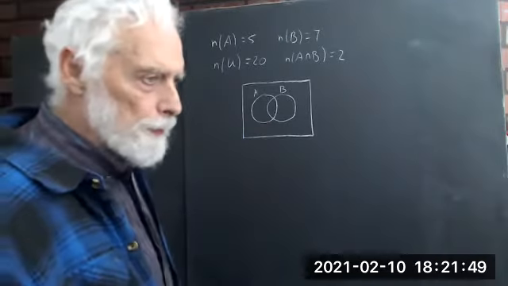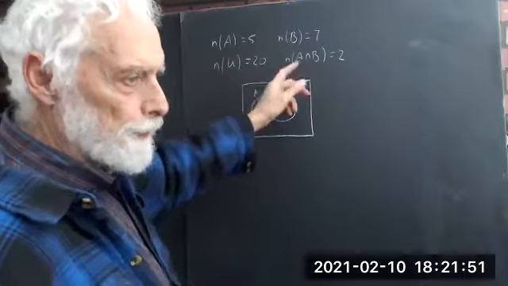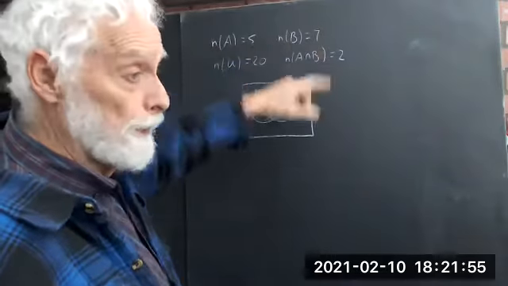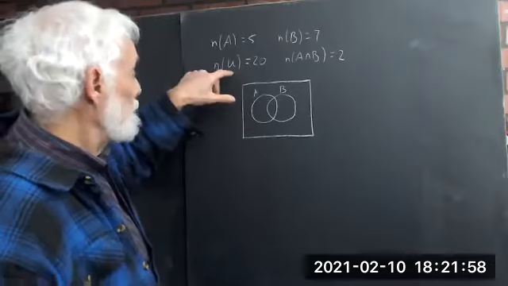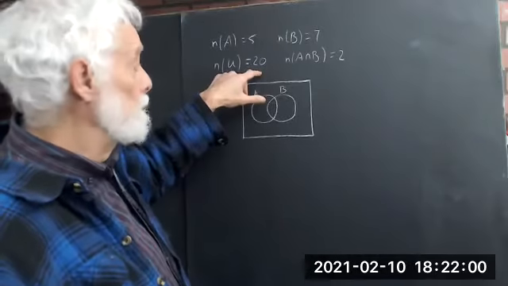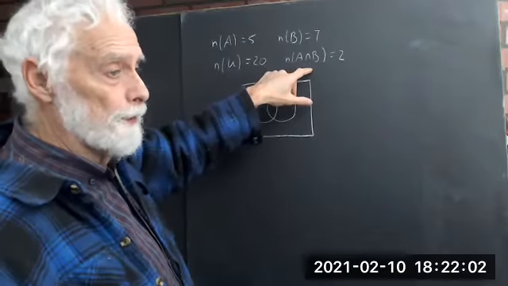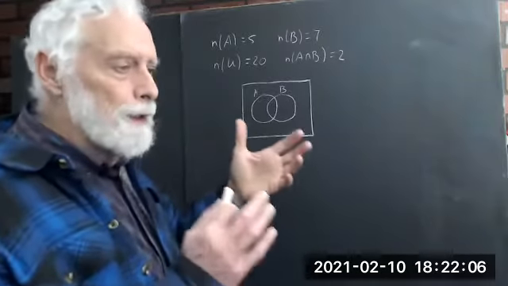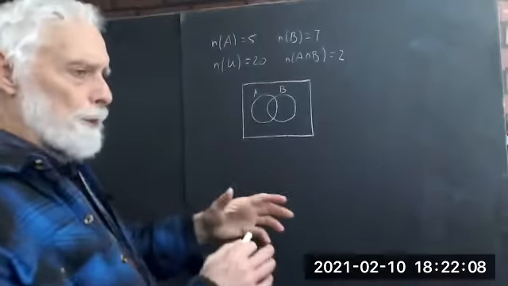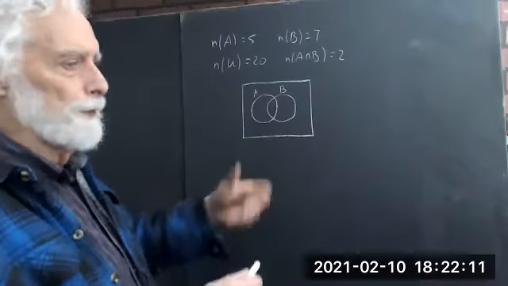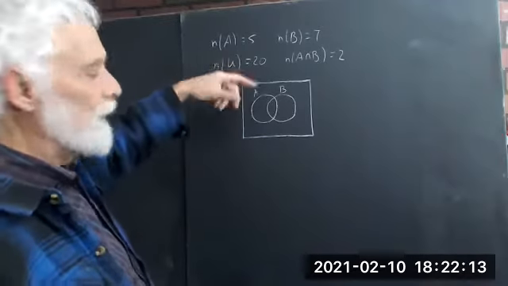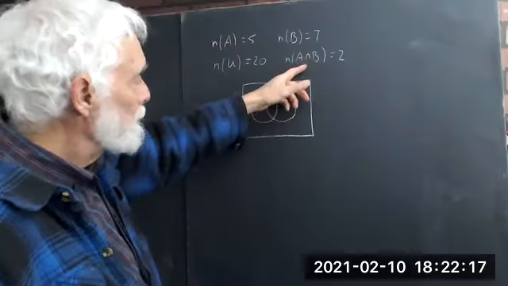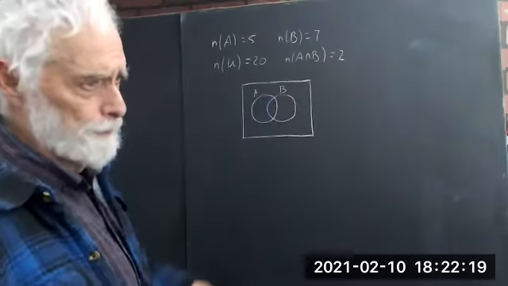Okay, let's say we're given this information about sets A and B: the number of elements in A is 5, the number of elements in B is 7, the number of elements in the universal set is 20, and the number in A intersection B is 2. Well, let's depict members of the sets just by little x's, okay? A has to have 5 things in it. A intersection B has to have 2.